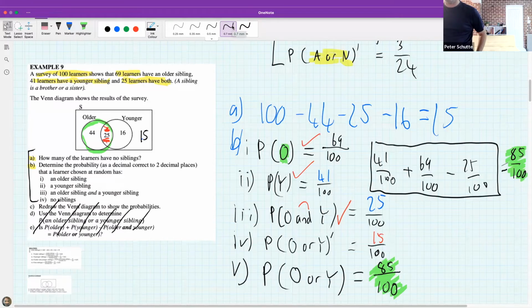Sir, are the events complementary? Older and younger are not complementary, because they have an intersection. There are 25 students who have both older and younger. If events were complementary, there can be no intersection and they must fill the whole sample space.